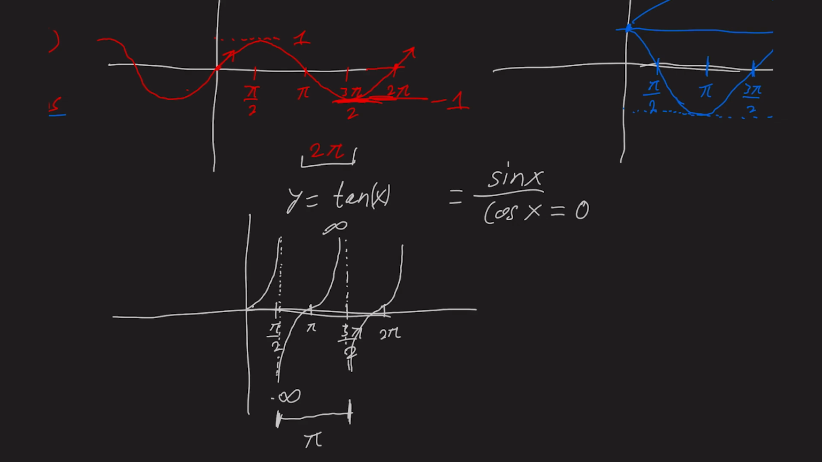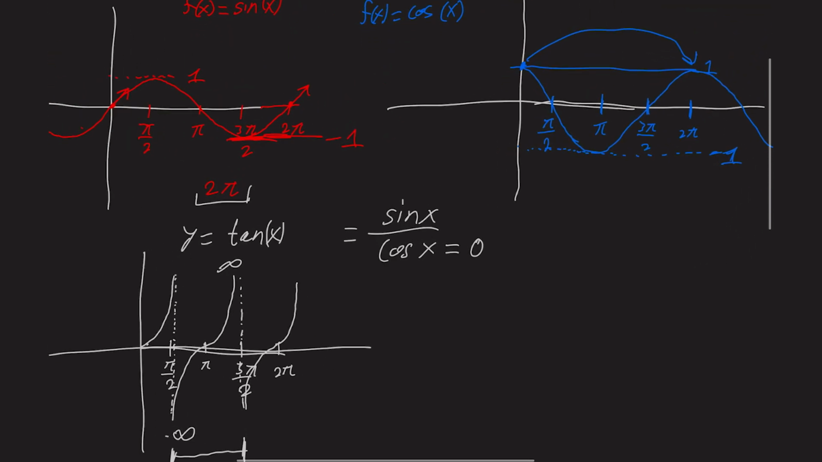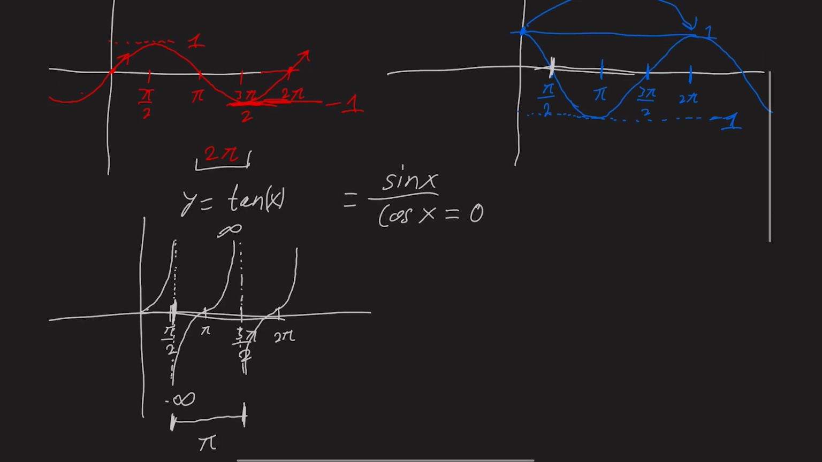You can see here that if we overlap tan x with cosine x up top, you see that cosine x is 0 at pi over 2, and here, asymptote at pi over 2.